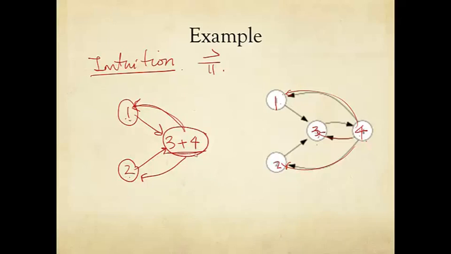And then the supernode 3 plus 4 needs to distribute its score in some way between nodes 3 and 4. So at least we know intuitively that pi 1 should equal pi 2, and each of them should be smaller than pi 3 plus 4, the supernode score.